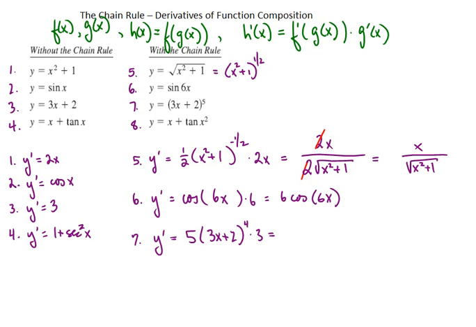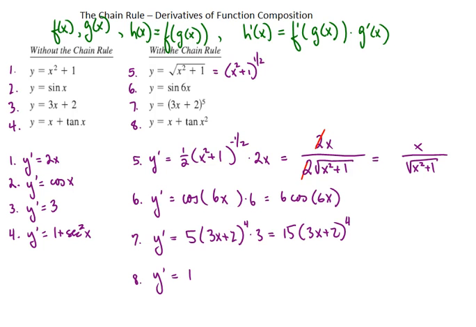A little simplifying, we get 15 times the quantity 3x plus 2 raised to the 4th power. Now we don't want to multiply this out because we want to find out where this is going to equal 0. And we can see right away that that derivative will be 0 when x is equal to negative 2/3.